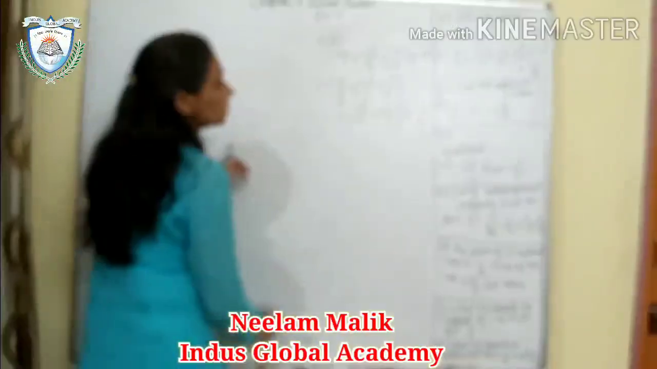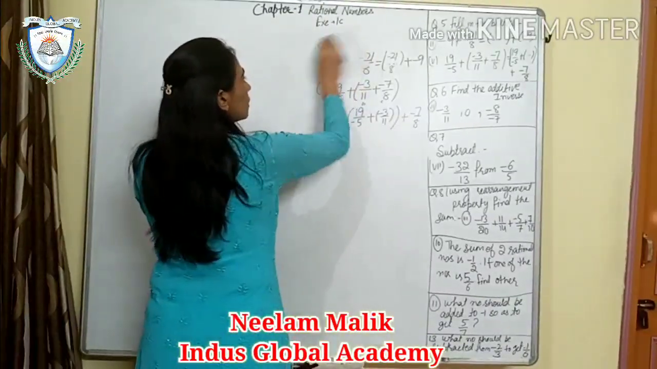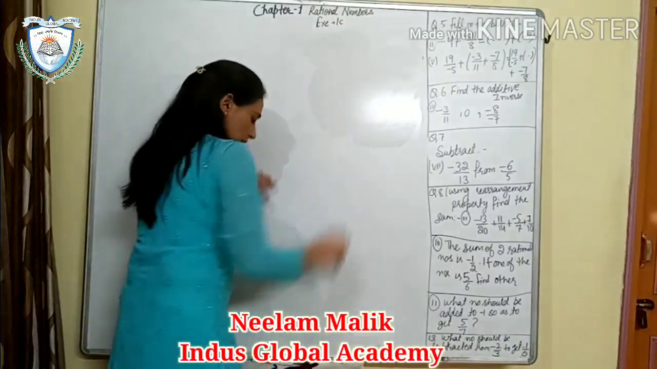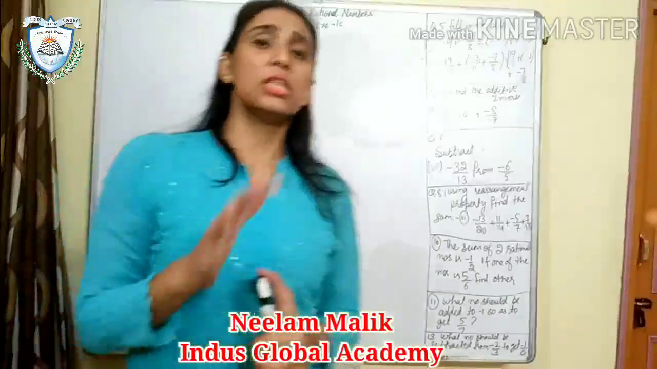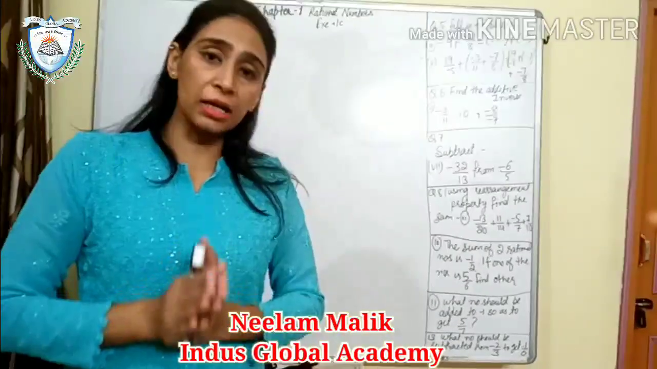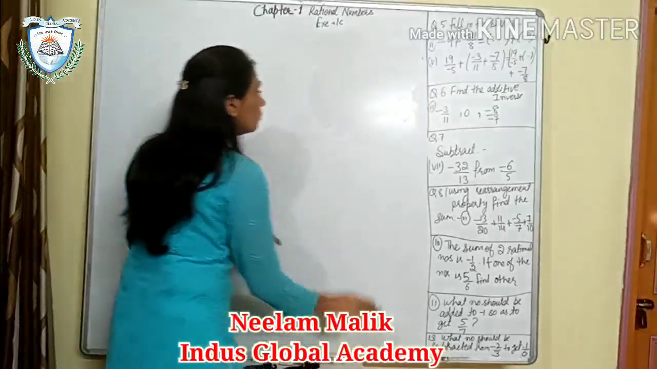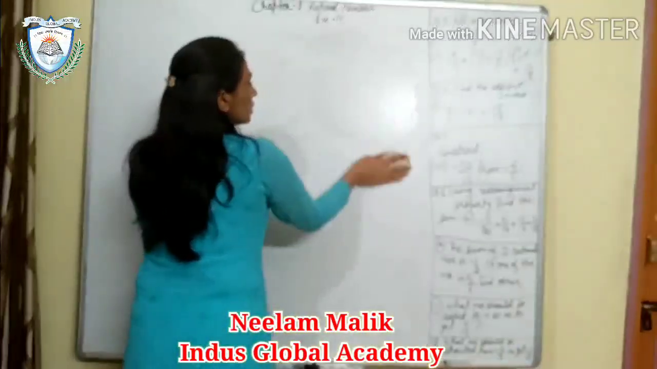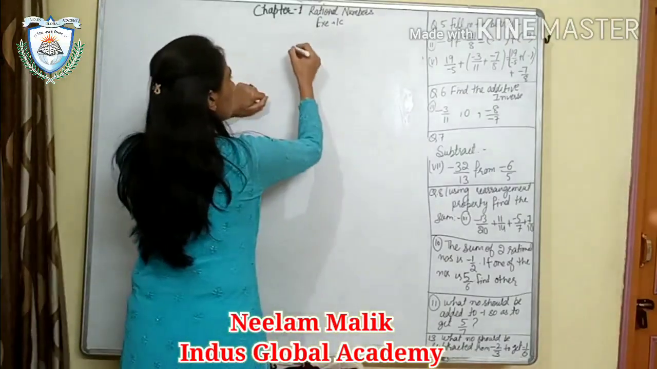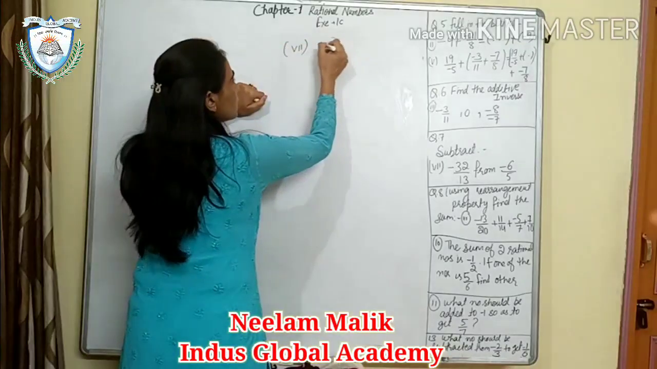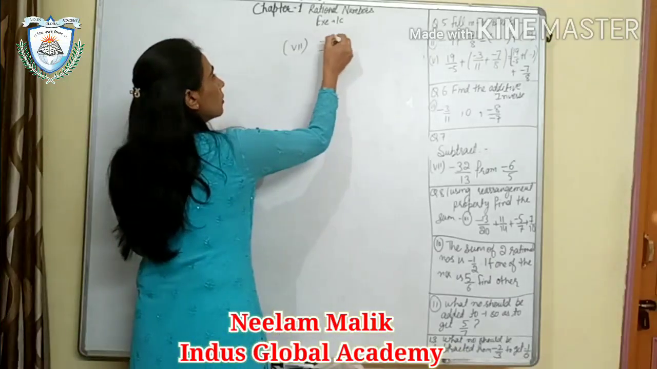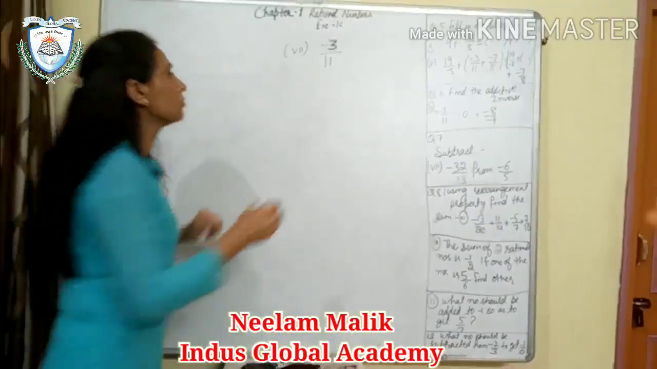Now question number 6. Find the additive inverse. We have already done additive inverse. What is the additive inverse? In the additive inverse, we are just changing the sign of a number. If positive is given, we will put a negative sign. If a negative number is given, we will change that number into positive. So let's do question number 6. Find the additive inverse of, this is your seventh part, -3 upon 11. We have to find the additive inverse of -3 upon 11.